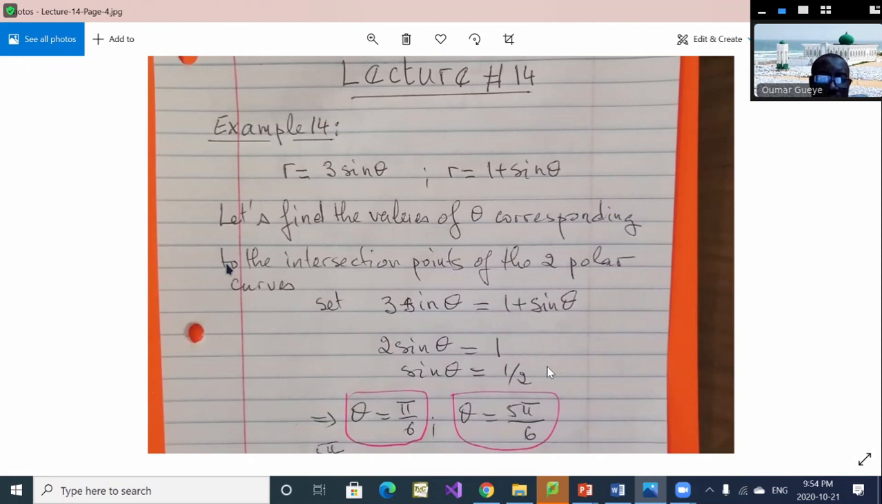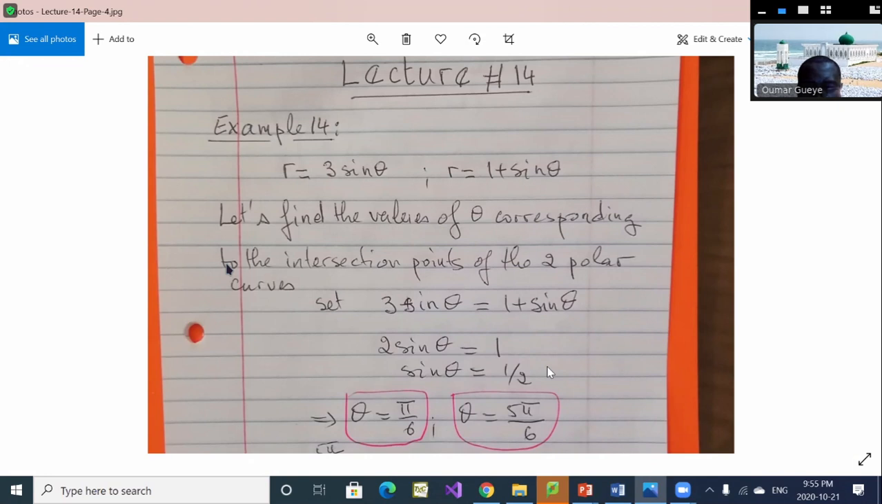And now you can use the trigonometric table in order to find the angle between 0 and 2 pi for which the sine is equal to 1 by 2. And the angle should be in radians. Be careful, not in degrees. So we only have two angles for which the sine is equal to 1 by 2. The first one is pi over 6, and the second one is 5 pi over 6 in the second quadrant. Pi over 6 in the first quadrant, and 5 pi over 6 in the second quadrant.